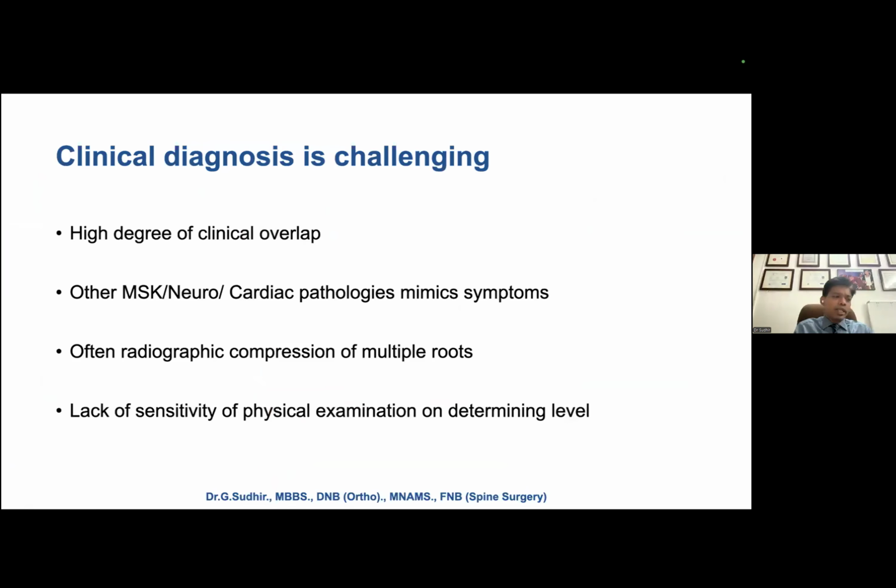So now, why do we have to concentrate more? Obviously, for each and every patient who is coming to our clinic, we have to concentrate on clinical examination. But here in cervical pathologies, the challenge is that there is a high degree of clinical overlap in these patients, and it can usually mimic other musculoskeletal disorders, neurologic or cardiac pathologies, because they mimic symptoms almost similar to them. And often radiographic compression can occur at multiple roots, and you want to know what is the exact source of pain. And the least reason, but however it is important, is the lack of sensitivity of physical examination in determining the particular level which is pathognomonic.